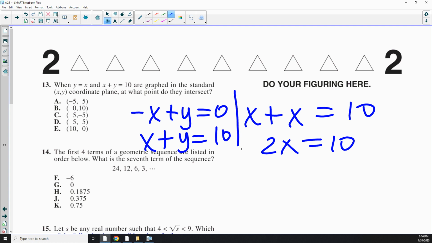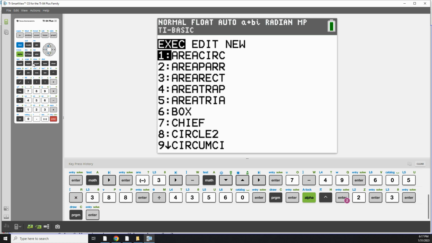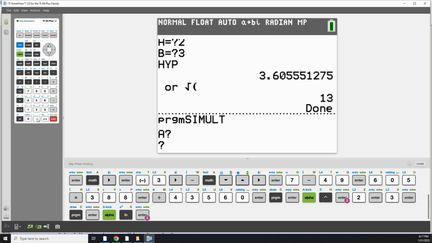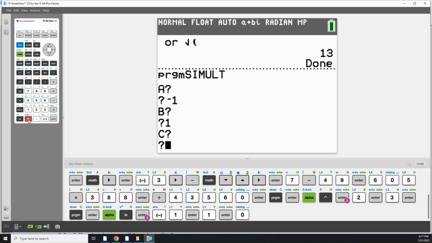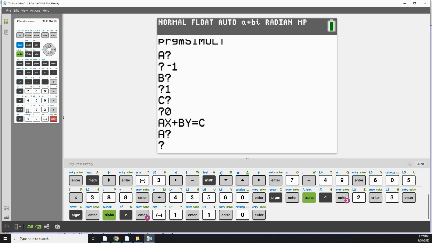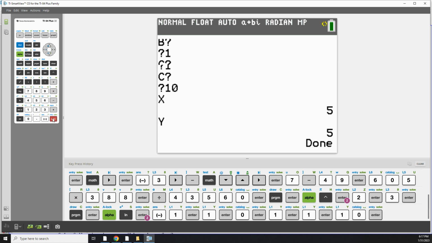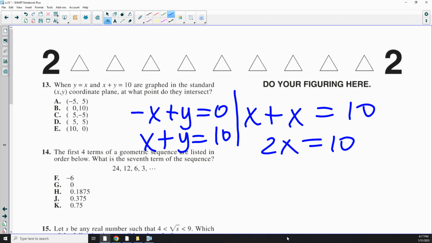By this point, most of y'all see the elimination, but you could have put simult in there with -1. Let's see it. I always have to hit that extra button now. S, simult. So it would be -1 coefficients only. 1, 0. And then it was 1, 1, 10. And there we go. We got the answer 5, 5. So either way, answer D.